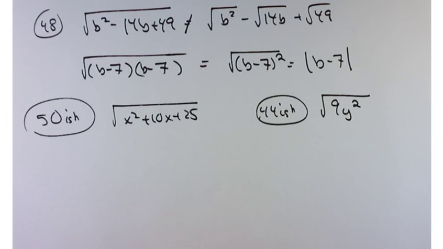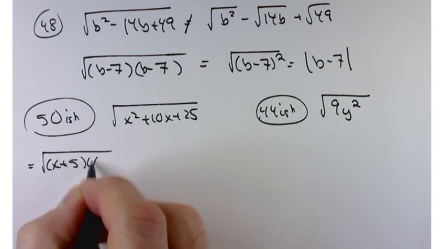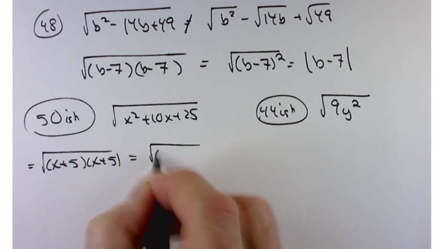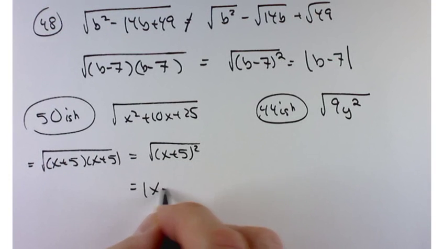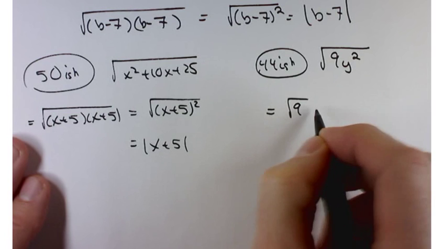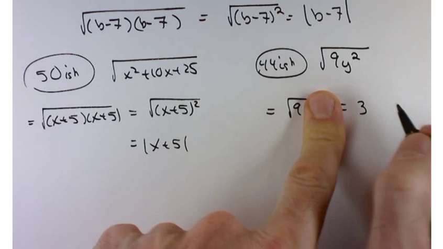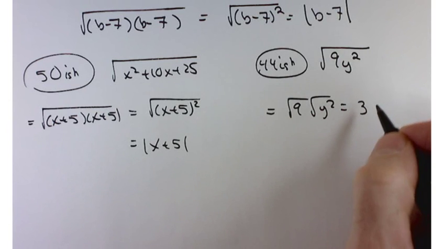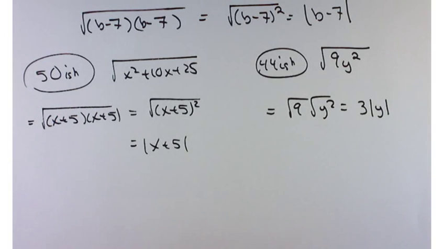Okay, so first thing we'll do here is we'll factor that. That factors is x plus 5 times x plus 5, or better yet, the square root of x plus 5 squared, which is the absolute value of x plus 5. How about over here? Break this up. Square root of 9 times the square root of y squared. Make sure you take the square root and then get rid of the square root. Sometimes people forget to leave off the square root. Square root of y squared is the absolute value of y. Nice.